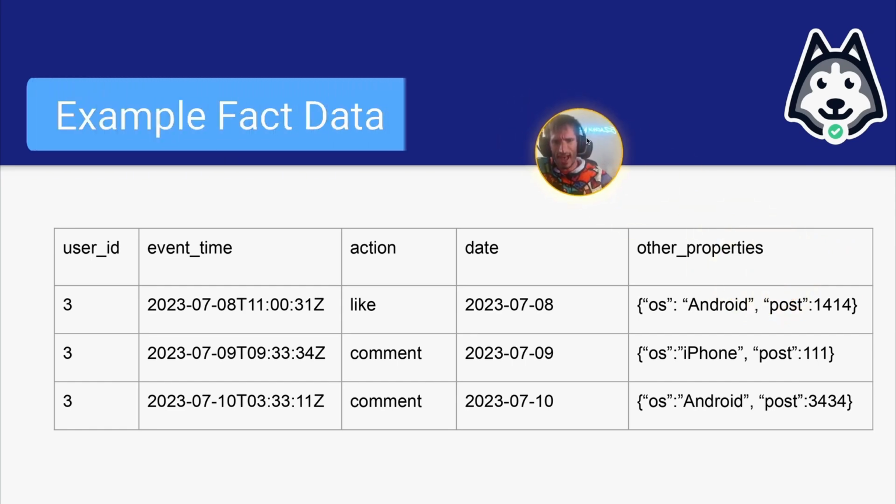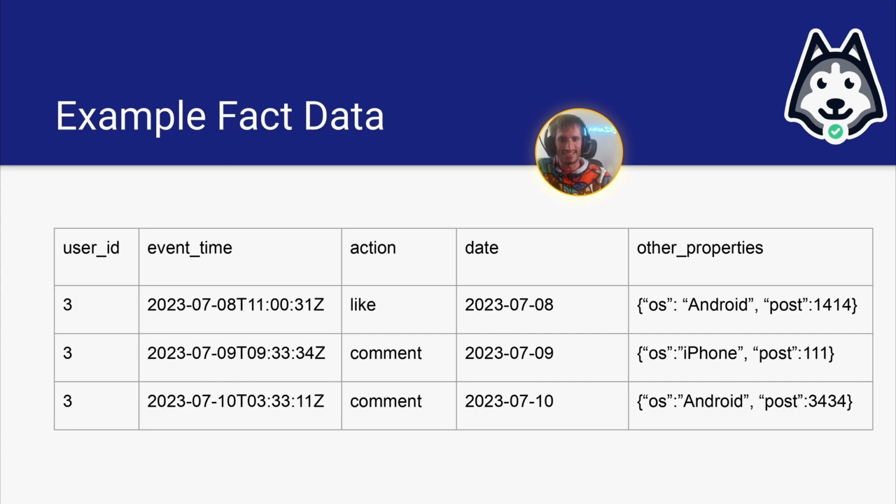Okay, so this is what a fact schema might look like, where you have a user ID, a timestamp, the action that they took, the date partition, and then there might be other properties. For example, here it's I made a like on this post on an Android phone at this time, and then here's I commented on this post on an iPhone at this time. And so the thing about fact data, when you're here, it's very, very granular, and you can ask very, very specific questions, whatever question under the sun that you want to ask.